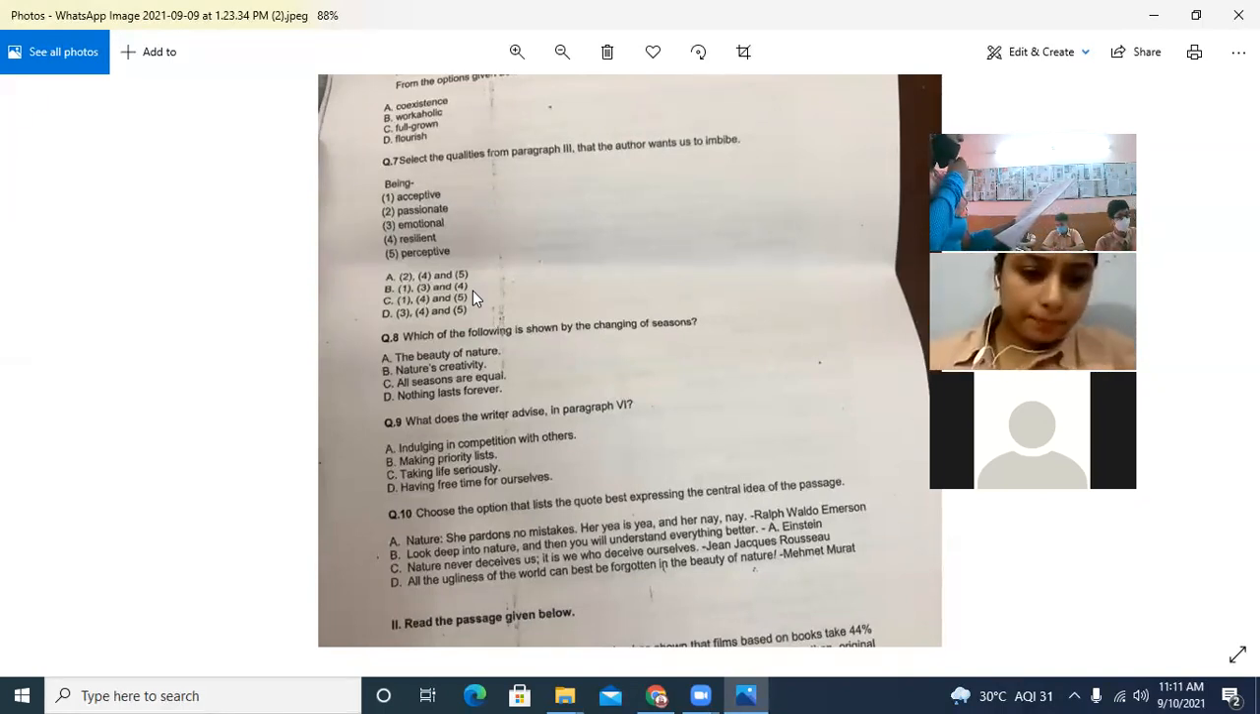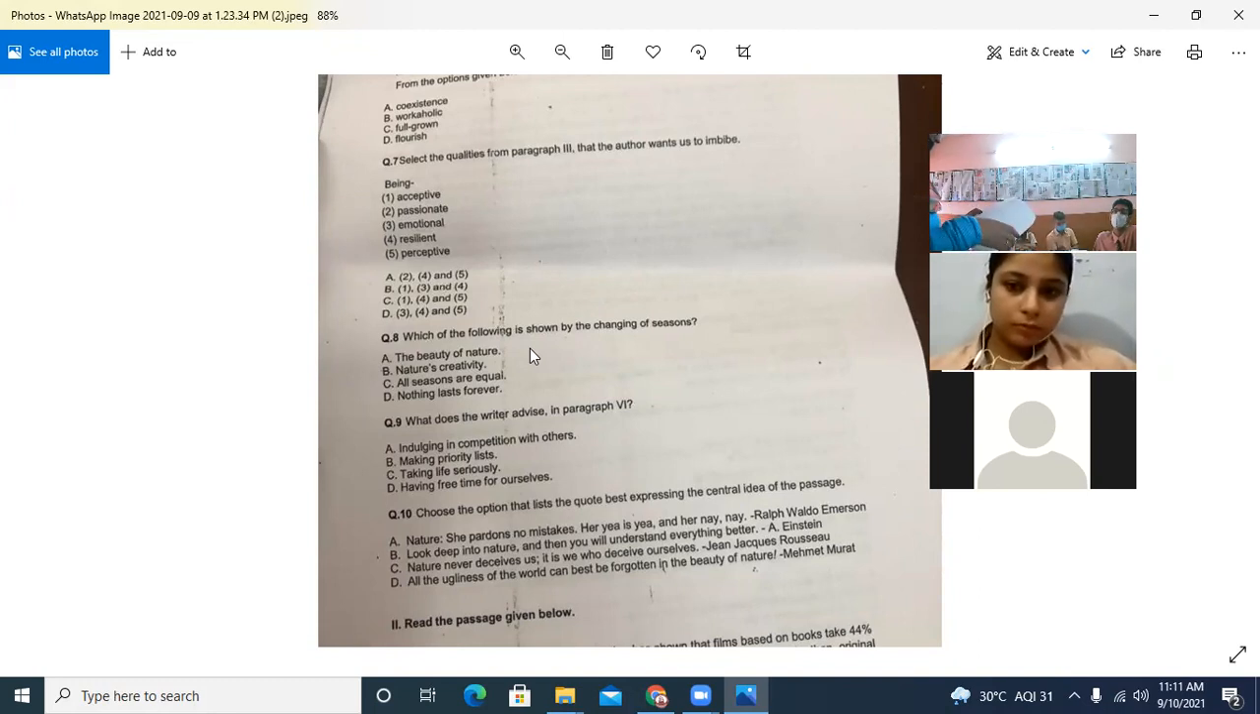what does the writer advise in paragraph 6? What he advised? In indulging in competition with others, making priority lists, taking life seriously, having free time for others. Taking life seriously. I will read the paragraph for you. See here. Keep in mind, life isn't... I will not change the screen. You can see it here. Keep in mind, life isn't about making this. So third option just seems wrong. And trying to be... I'm taking life seriously. It is having free time to help them. See in the paragraph, it is clearly take a break.